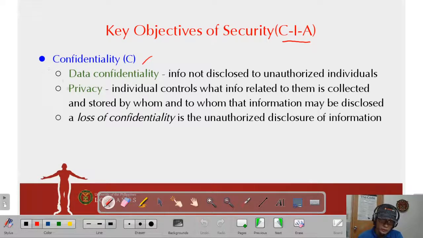The second one is privacy. So privacy is under confidentiality. When you say privacy, it is the individual who controls what information related to them is collected and stored, by whom, and to whom that information may be disclosed. Basically, it says that if the data is about you, you should have control over the use of this data.